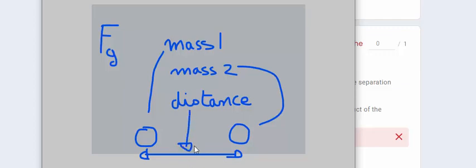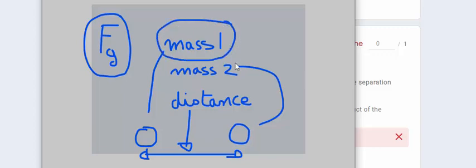Any two masses in the universe are going to exert an attractive force on each other that we call the gravitational force. Now, that gravitational force is directly related to each of the masses. Directly related to mass 1 and directly related to mass 2. It's a direct relationship, meaning if we increase mass 1, the gravitational force is going to increase. If we increase mass 2, the gravitational force is going to increase. If we decrease either one of them, the gravitational force is going to decrease.